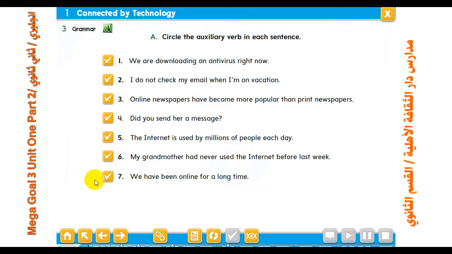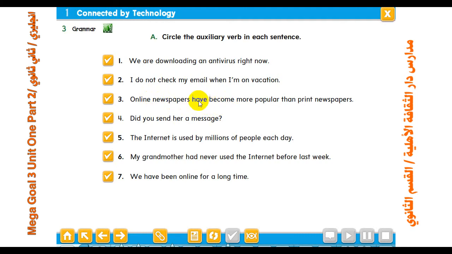In this exercise, we are asked to circle the auxiliary verb in each sentence. Okay, number 1, we are downloading an antivirus right now. Are downloading, this is present progressive, and the auxiliary verb is are. Number 2, I do not check my email when I am on vacation. This is present simple tense, and it is in the negative form. The auxiliary verb is do. Okay, number 3, online newspapers have and become.